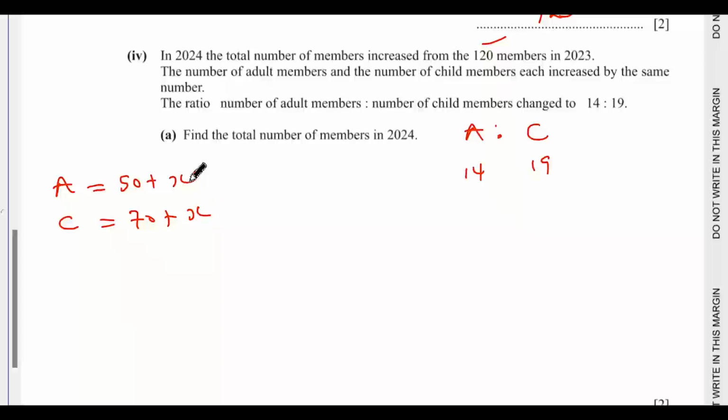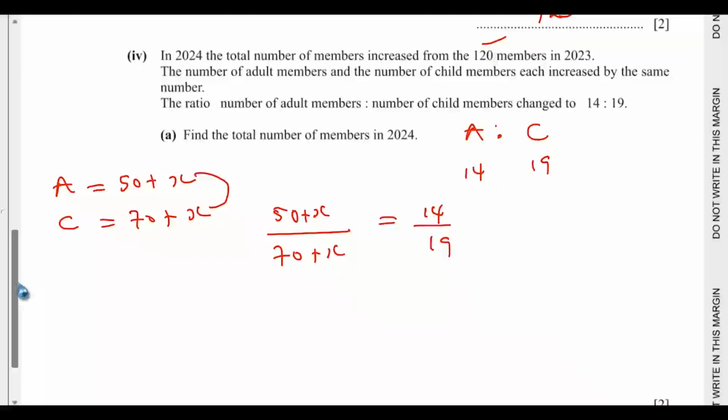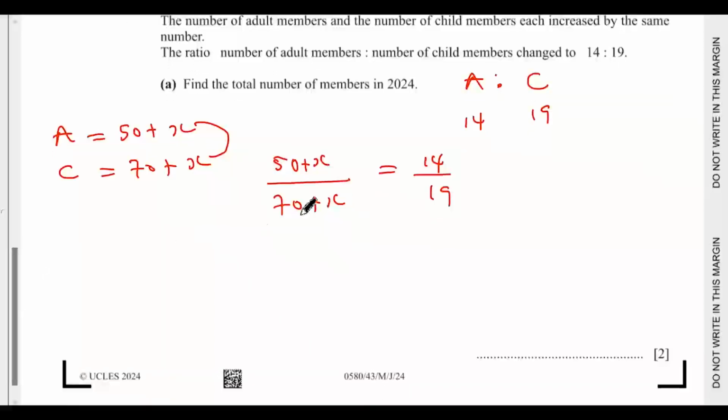Now if we write this as a ratio, that is 50 plus x over 70 plus x equals 14 out of 19. So let's solve this to get the value of x. You need to cross multiply. So if you cross multiply, that will be 14 into 70 plus x equals 19 into 50 plus x.